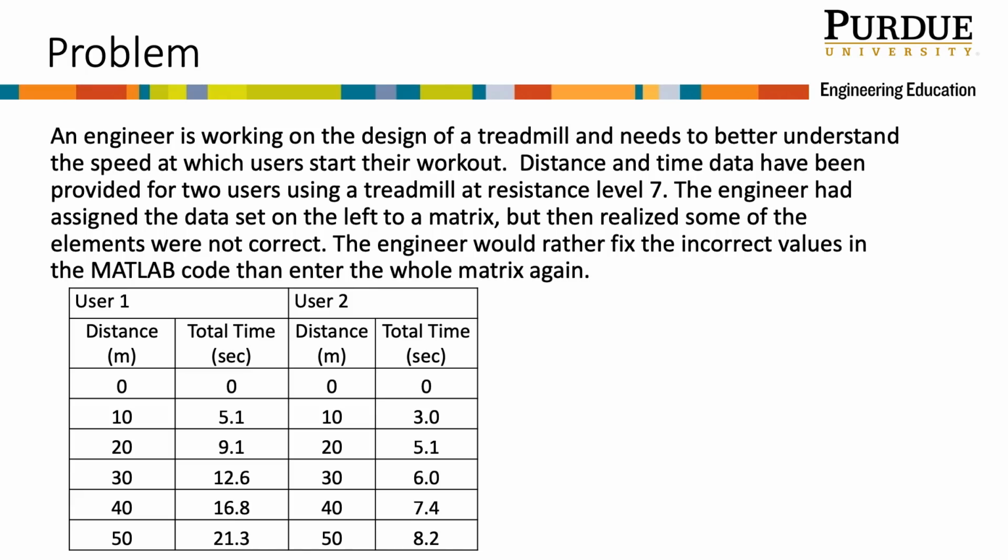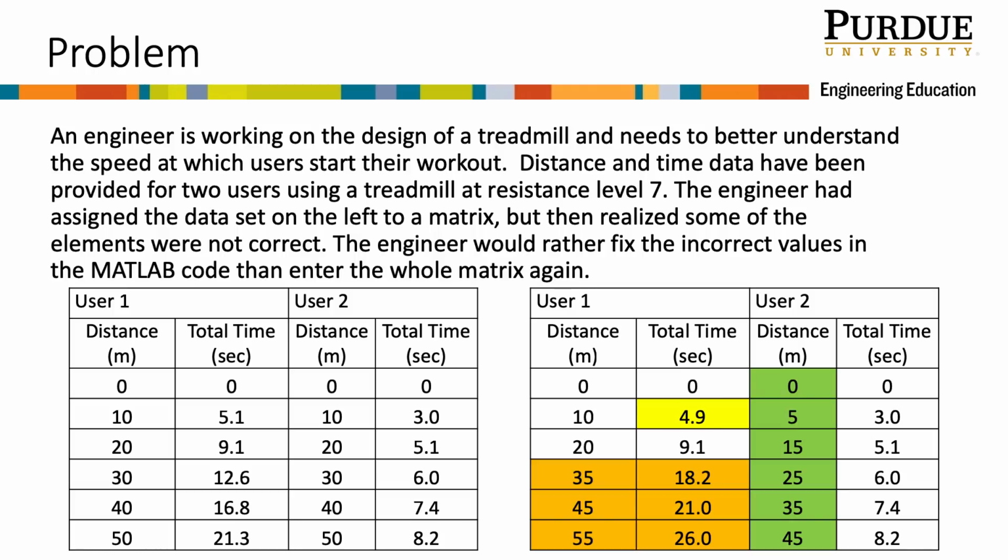Let's consider a problem to explore replacing elements of an array using linear indexing. An engineer is working on the design of a treadmill and needs to better understand the speed at which users start their workout. Distance and time data have been provided for 2 users using a treadmill at resistance level 7. The engineer had assigned the dataset on the left to a matrix, but then realized some of the elements were not correct. The engineer would rather fix the incorrect values in the MATLAB code than enter the whole matrix again. The table on the right contains new values to be replaced. We will use linear indexing to replace the values in the left matrix with the colored values in the right matrix.